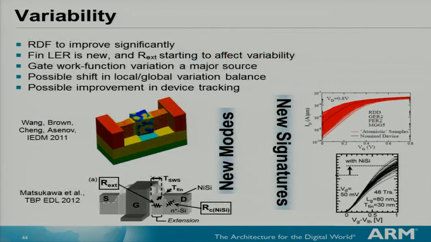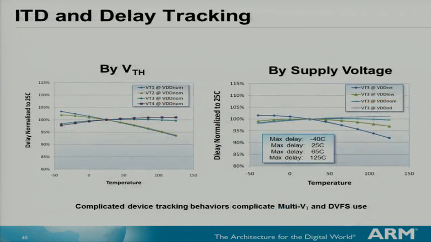So variability. Now, the main advantage that has been published a lot is that there will be less random dopant fluctuation because the fins are not being doped. So local variability might reduce, but then there are new variation signatures such as the fin line edge roughness and source and drain resistance variation. Gate work function variation is another major source. So there is a possibility of shift between the local and global variation balance. There might be possible improvement in device tracking. And here I've shown some recent research results looking at variation in FinFETs.